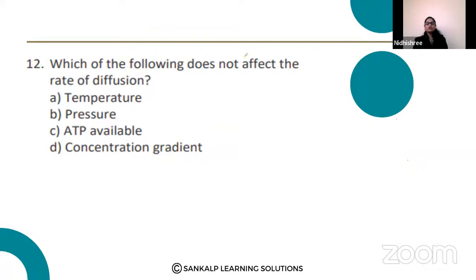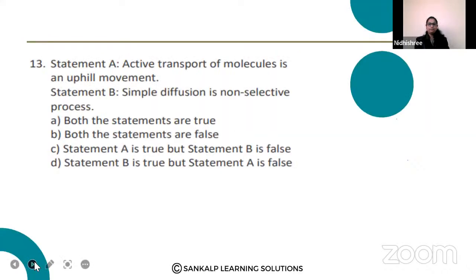Aishwarya, fine. So most of you voted for option C, that is ATP available, as diffusion is a passive process. ATP available will not affect the rate of diffusion. So the right answer is option C, ATP available. Good, guys. 13th question. Read the question properly.